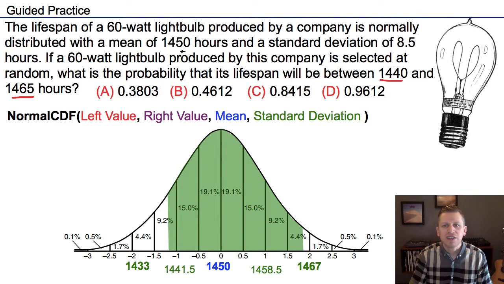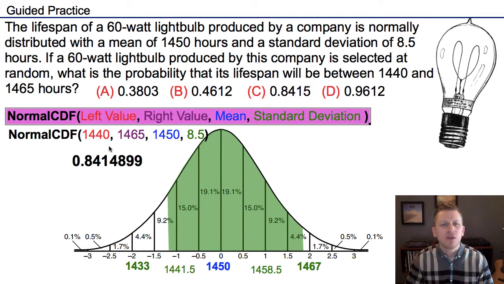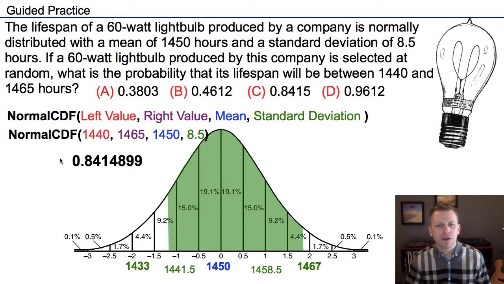The mean was given at 1450 with a standard deviation of 8.5. I plug that into the calculator and we find out that the probability is about 0.8414, which is about 84%, which is choice C. So let's talk about how you can use this NormalCDF function on your computer at home.